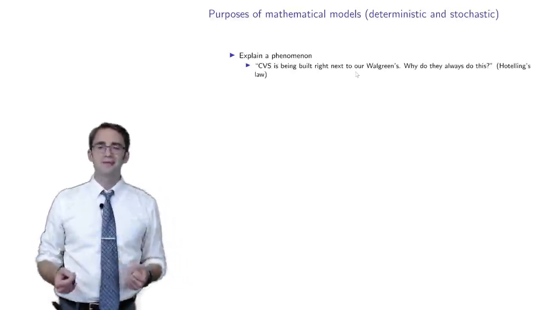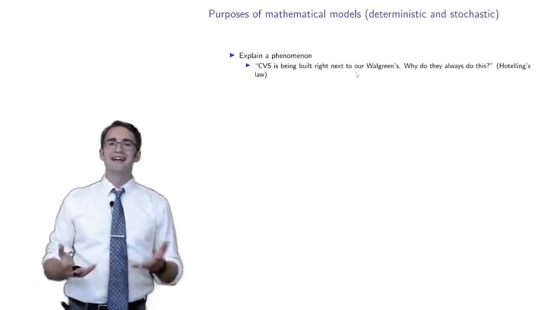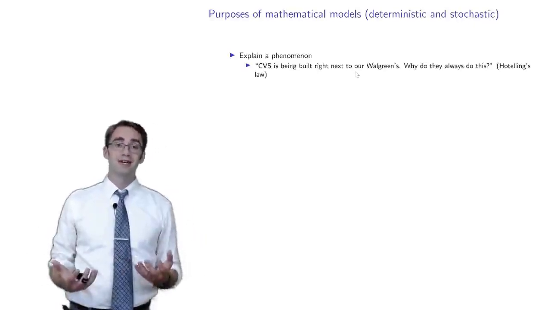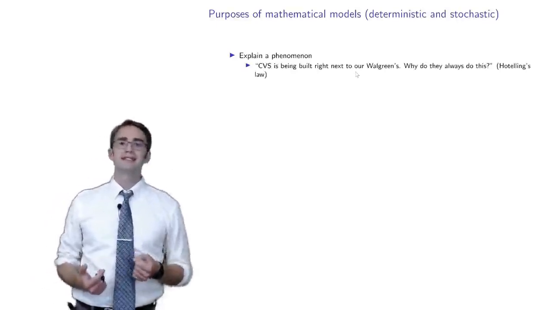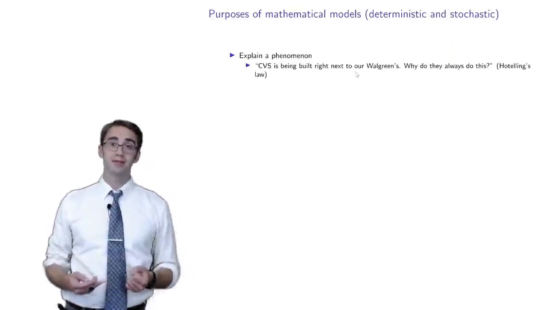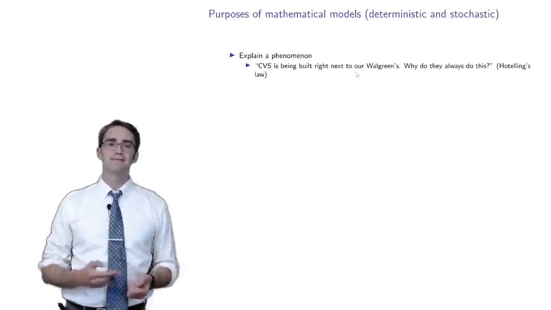You could go and ask the person that built the store or built the gas station. You might get an answer there, but you might want to formulate some kind of mathematical equation or formulation that answers this. Harold Hotelling did this in the early 1900s. He formulated what's called Hotelling's law, which is a mathematical rule that explains why this is likely to happen.